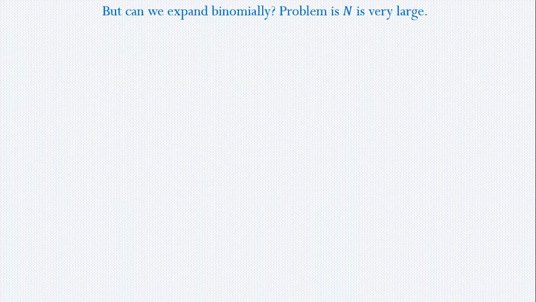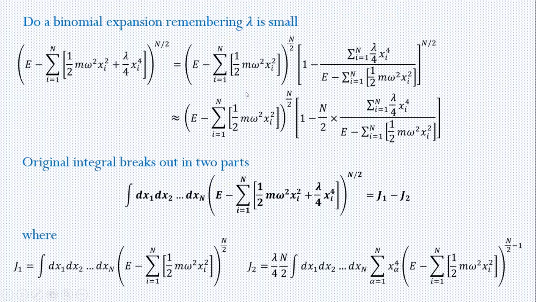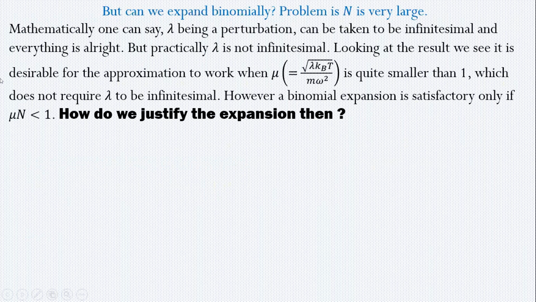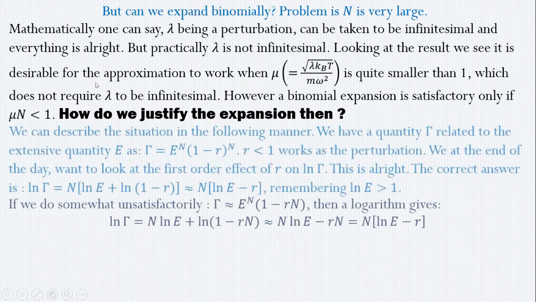But if you look at this part, we are taking out E, and this ratio is like mu. So basically, the expansion is wanting us to have mu n less than 1. How do we justify the expansion then? For the general case, this may not be true. This circumstance can be thought of as the following. I am not giving the exact quantities, just the big O of things are kept similar.